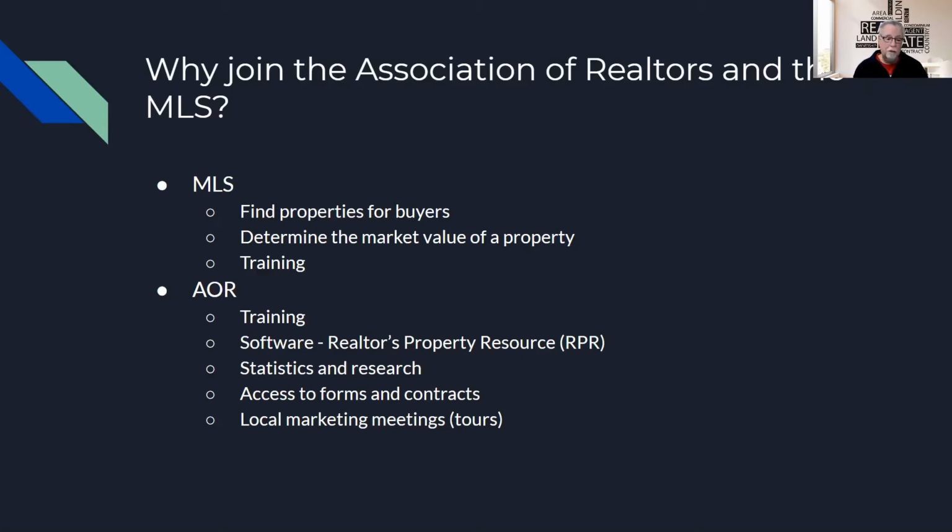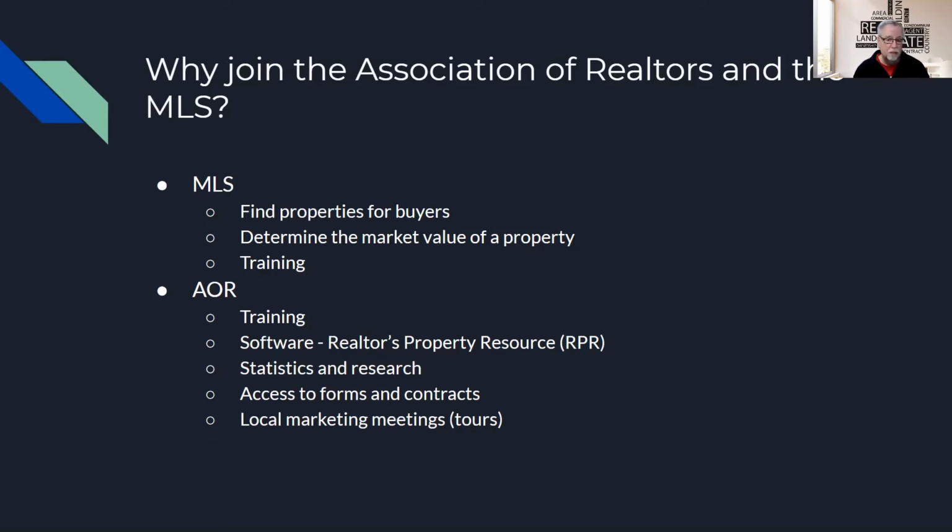And speaking of software, one of the special things you get from the Association of Realtors is access to a software program called the Realtors Property Resource, or RPR, which gives you information on properties all over the United States, helps you run market analysis, see what properties are worth, run reports. It's got a lot of stuff. The other thing we get from the Association of Realtors is statistics on what's happening in the market, not just your market, but pretty much any market in the United States, research that they've done on various topics.